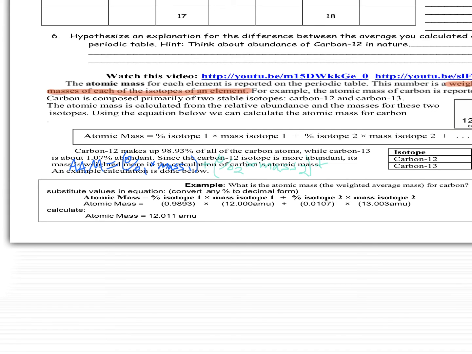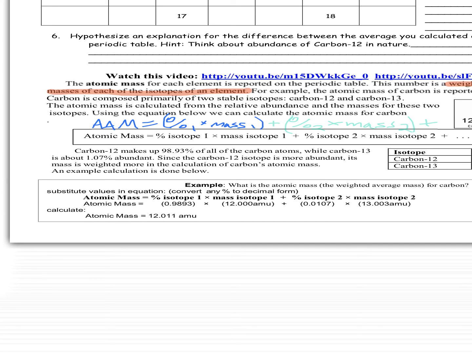And notice it has a dot, dot, dot. That's because depending on however many isotopes you have, you continue. If there's 8 isotopes, then you've got to do percent 3 times mass 3 plus percent 4 times mass 4 plus percent 5 times mass 5. Continue for however many isotopes there are. Some elements have 0 isotopes. Some have 8. Depends on the element. Depends on how many neutrons can relate to those protons to hold that nucleus together.